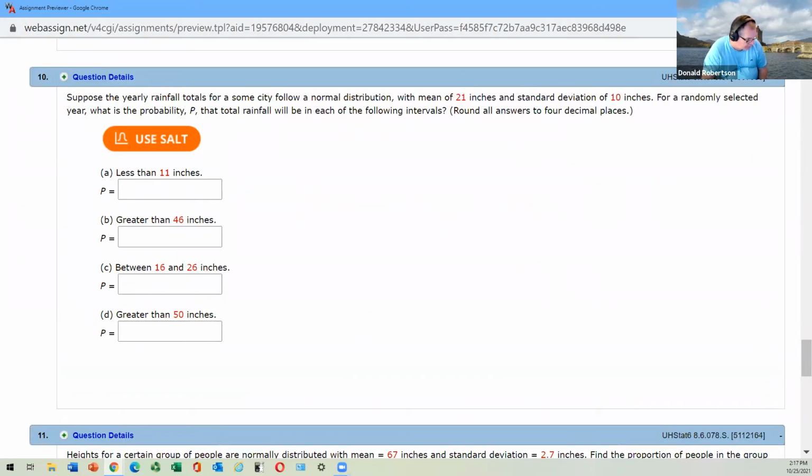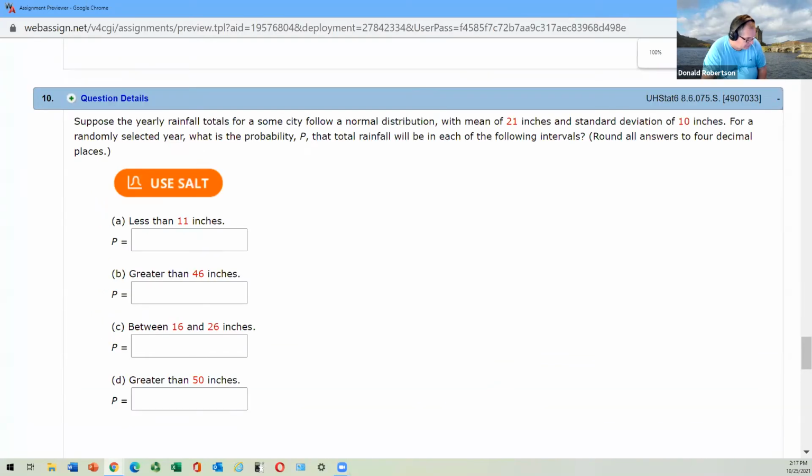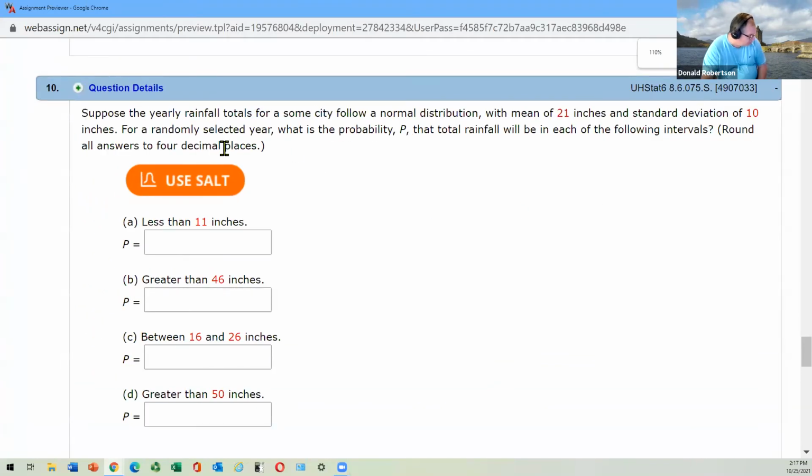Suppose the yearly rainfall for some city is normal. The mean is going to be 21 inches, which was us, and the standard deviation is 10. Oh, God. If that was true, wouldn't that be a place where you could get almost any amount of rain? Couldn't you get as much as 50 and none? You could have a year where it was a drought. So that's not very pleasant. And they want less than 11.